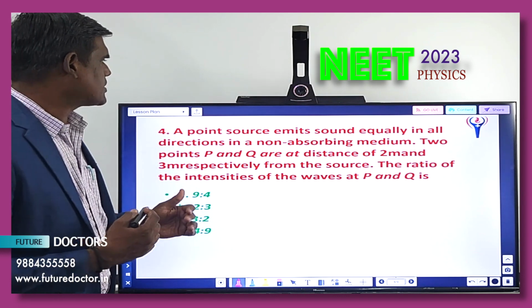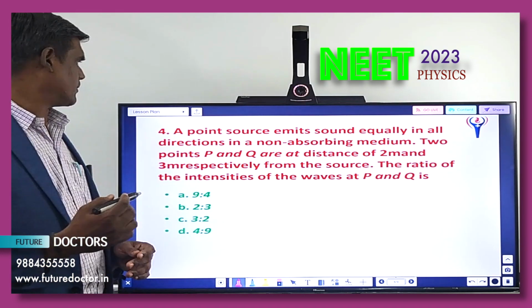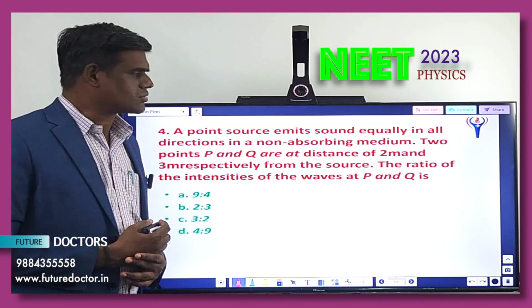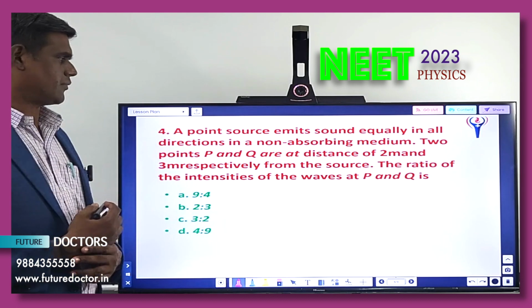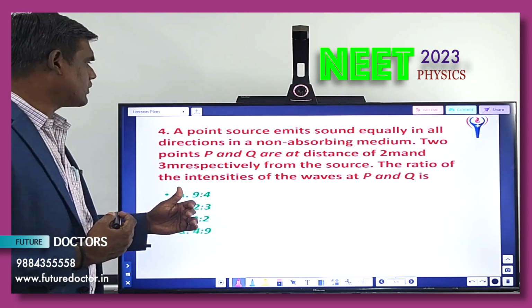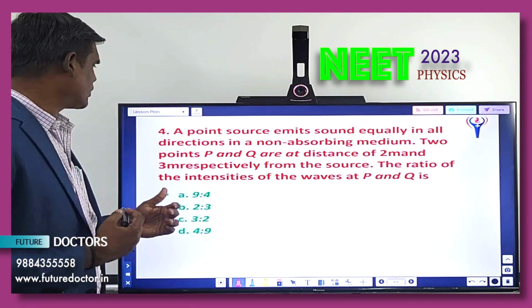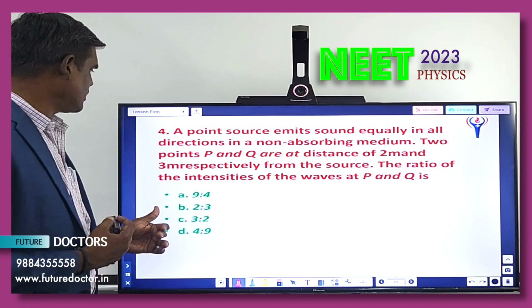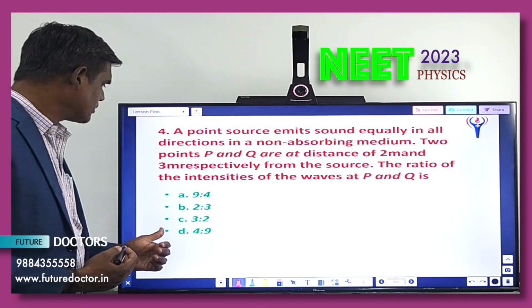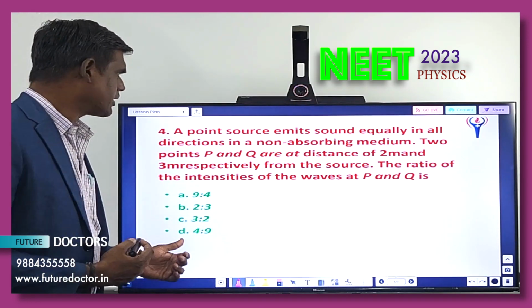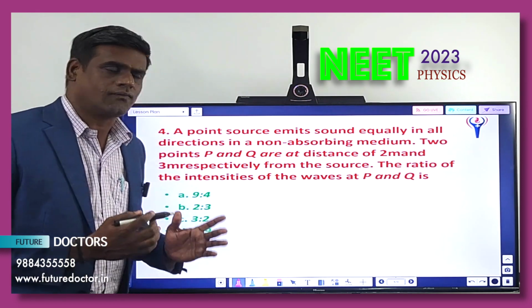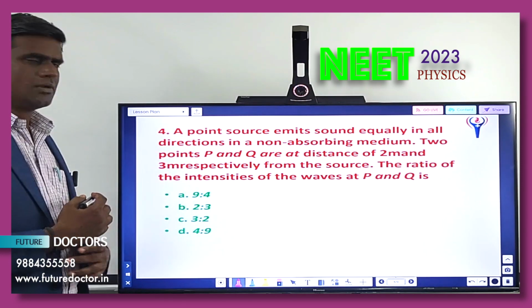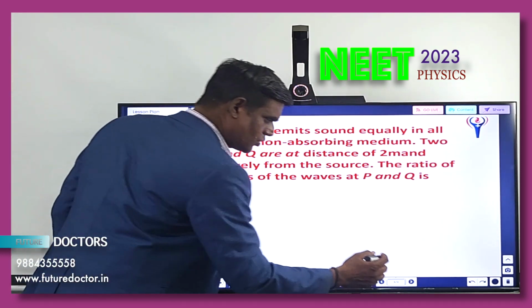A point source emits sound equally in all directions in a non-absorbing medium. Two points P and Q are at a distance of 2 meter and 3 meter from the source. The ratio of the intensity of the waves at P and Q is dash. Option A 9:4. B option 2:3. C option 3:2. D option 4:9. By knowing the formula for intensity with respect to the distance, you are able to find the solution for this question. Let's move to question number 5.